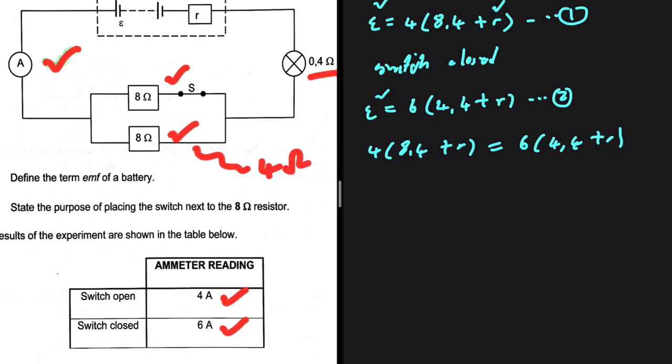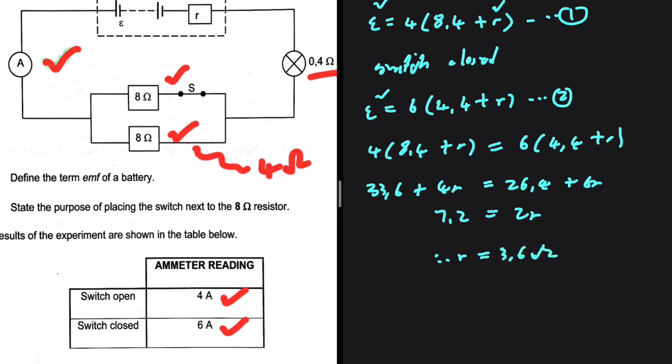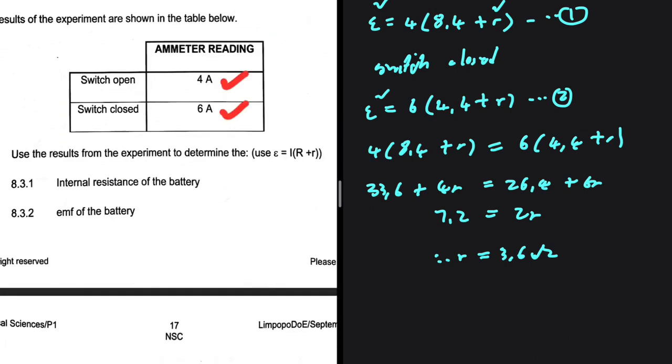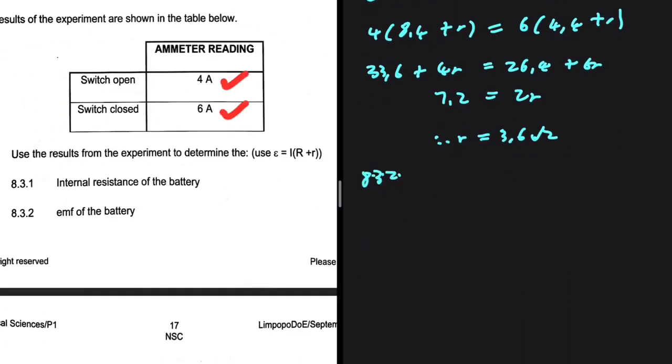On the left hand side, we're going to have 33.6 plus 4R equals 26.4 plus 6R. 26.4 to the left hand side, we're going to get 7.2 equals 2R. If we divide both sides by 2, we're going to get R equals 3.6 ohms. So that is our internal resistance. 8.3.2, we are looking for the EMF of the battery. We have the internal resistance, so that should be quite easy.